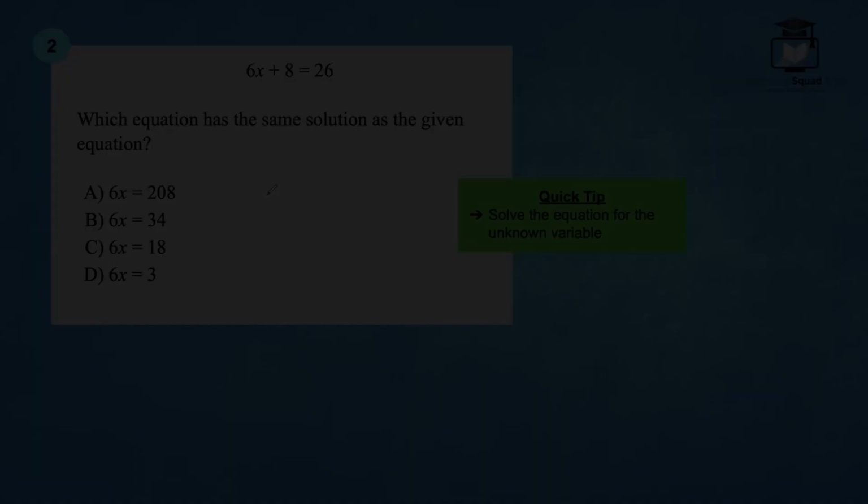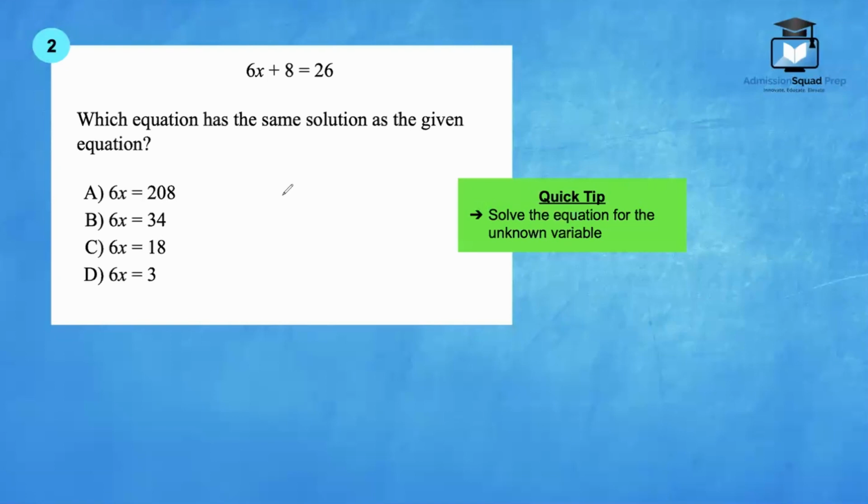Let's continue. Which equation has the same solution as the given equation? When solving problems like this for the SAT, they're really trying to figure out if you understand how to apply the order of operations method and the inverse operations method to solve. So let's start off by solving our equation. So we have 6x plus 8 equals 26. In order to isolate the variable x, our first step is to apply the inverse operation here. The opposite of adding 8 is to subtract 8. We will subtract 8 on both sides.